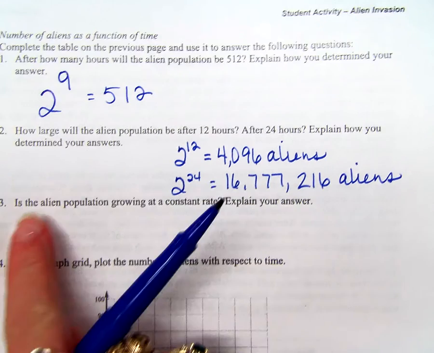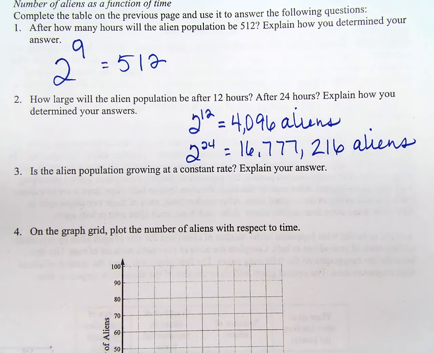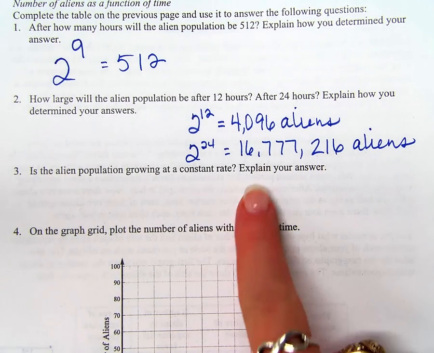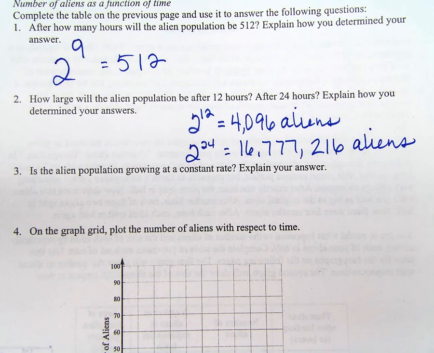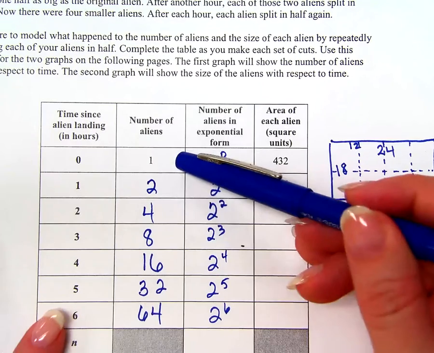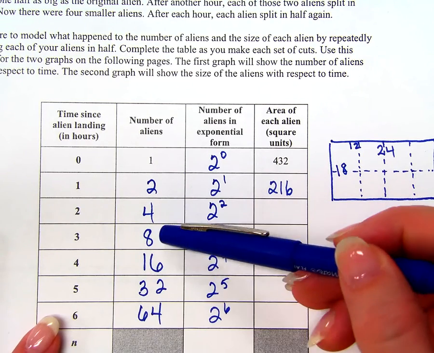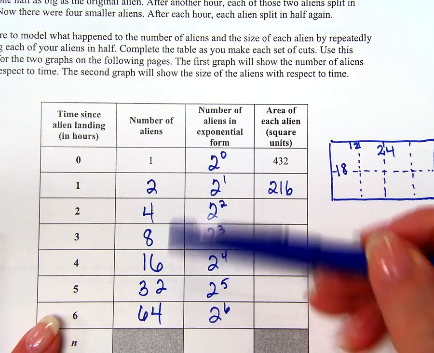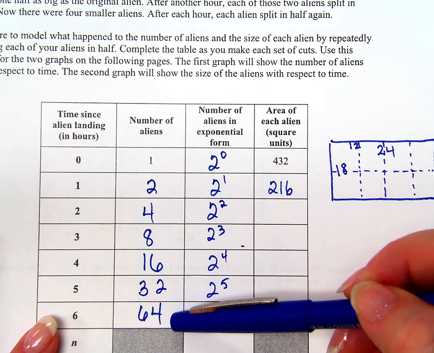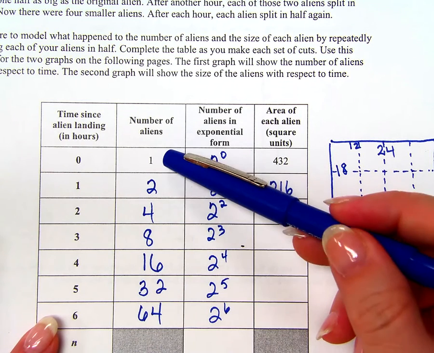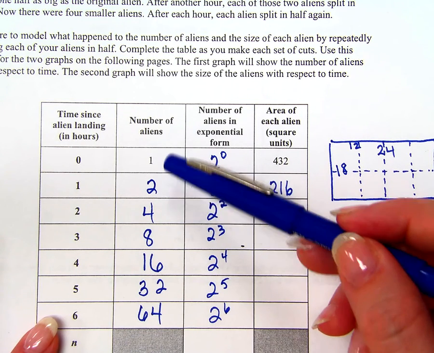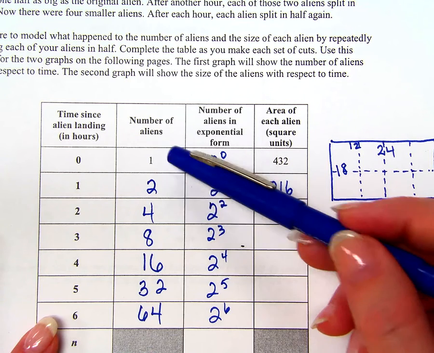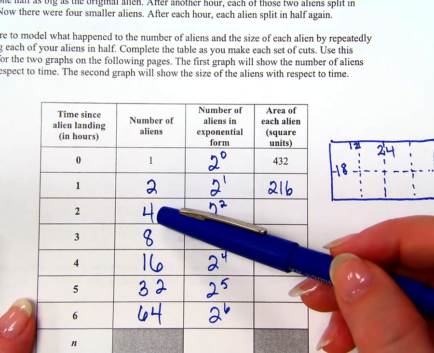Okay. Is the alien population growing at a constant rate? Okay, so tell me why you think, because it says explain the answer. Why do you think it's growing at a constant rate? So a constant rate would mean what? I add the same number every time. Is this a constant rate? What do I add to get from 1 to 2? I added 1. What do I add to 2 to get to 4? That's not constant.